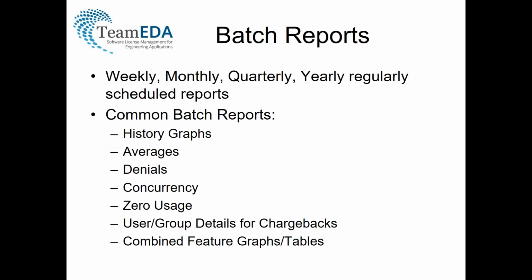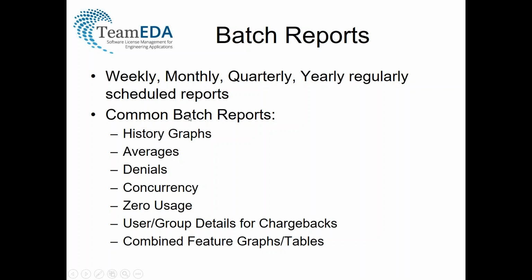Now let's move over to batch reports. Again, batch reports are those reports that usually take a longer time to run, to create, and they're regularly scheduled: weekly, monthly, quarterly, or yearly. Those are the four options. Weekly being a 7-day report, monthly being a 30-day report, quarterly 90, and yearly 365 accordingly.